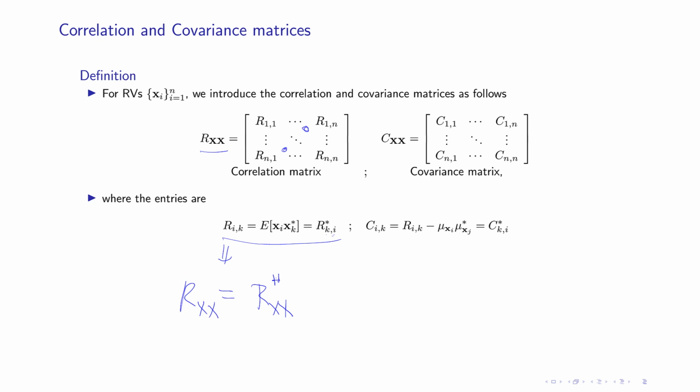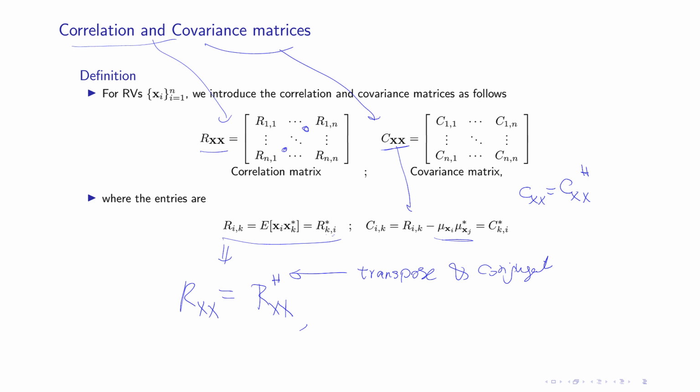If I put a Hermitian here, remember that this Hermitian means transpose and conjugate. Similarly, the ij entry of the covariance matrix is the same as this one, just you need to remove the mean terms, and then you have the same property. So Cxx is equal to Cxx Hermitian. So we have defined the correlation matrix and the covariance matrix, and we have these two important properties. They are symmetrical.